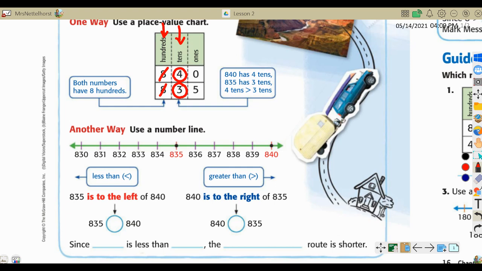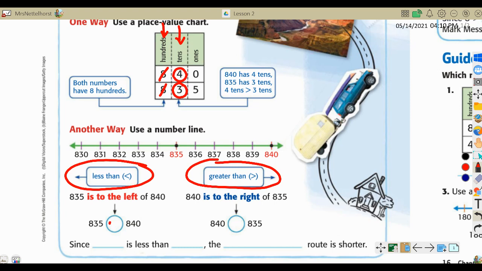Another way to do it is on a number line. Because the numbers are pretty close together, they were able to do a number line from 830 to 840. Anything to the left is less. Anything to the right is greater, because the numbers are increasing as you go from left to right. So 835 is to the left of 840. So 835 is less than 840.